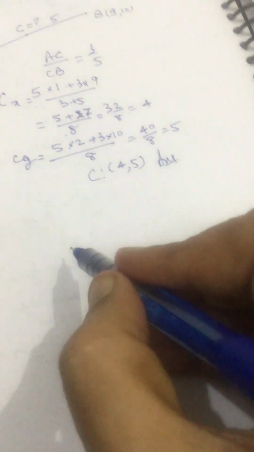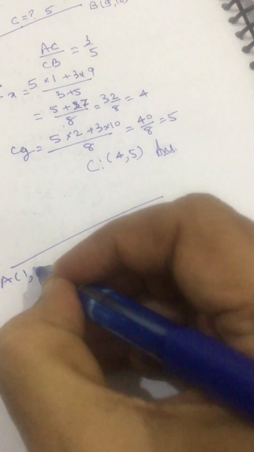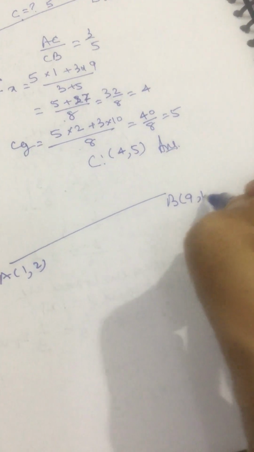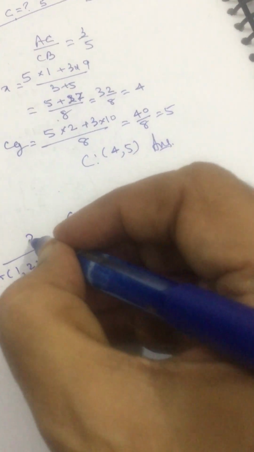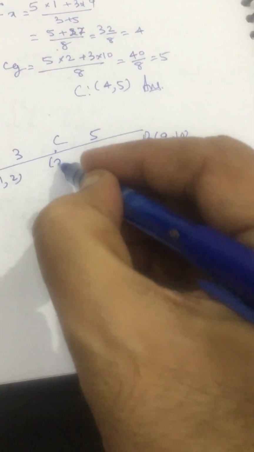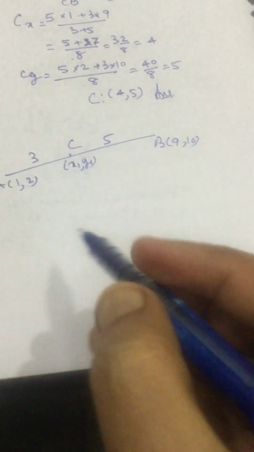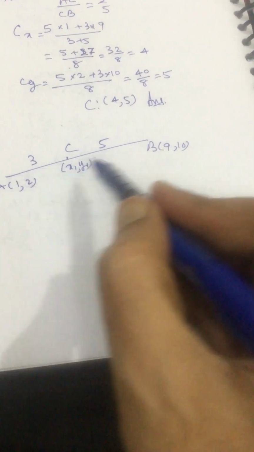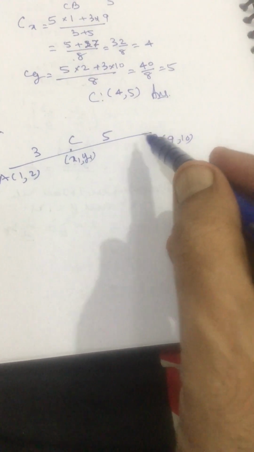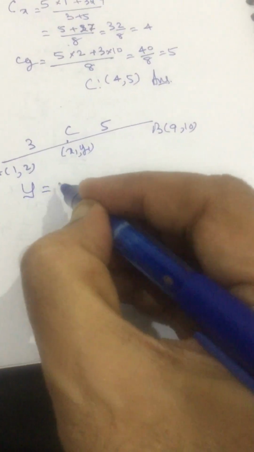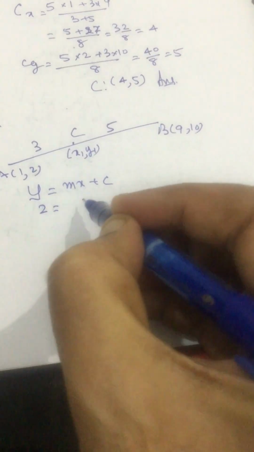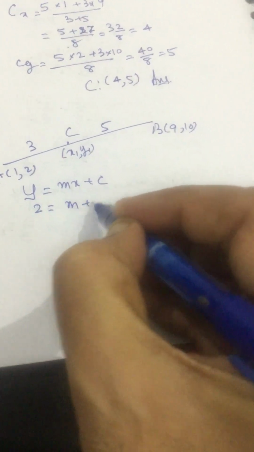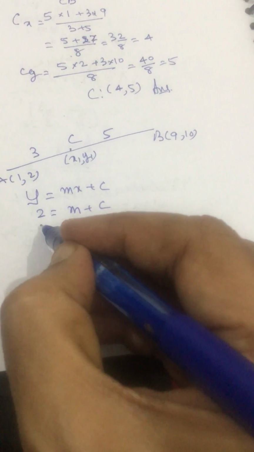See, this is A (1, 2) and this is C, this is 3 and this is 5. Let the coordinates of this point be x1, y1. We know that this point is (1, 2) and this is (9, 10), so we can write the equation of the line joining points A and B. Let the equation be y equal to mx plus c. This point is on this line, so 2 equal to m plus c, and this is also on this line, so it satisfies this equation.